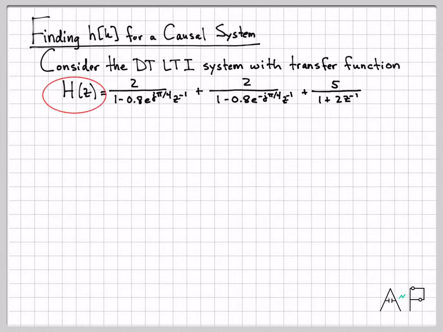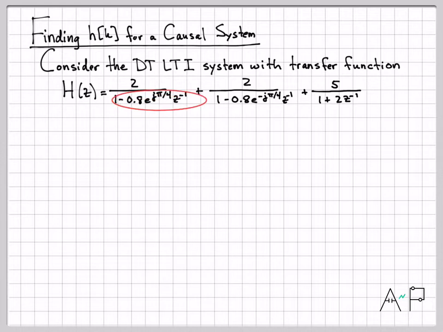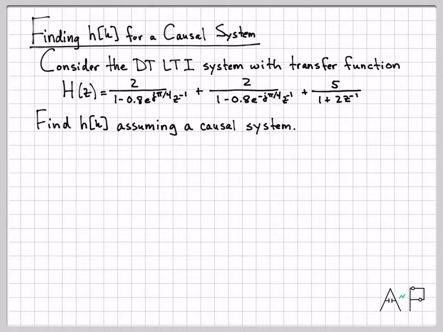This is the system that we're working with. The transfer function H(z) is provided, and it's already been decomposed. So there are 3 poles in the system. One at z equals 0.8 e^(jπ/4). One at z equals 0.8 e^(-jπ/4). And one at z equals -2. Our goal here is the same. We're still going to find the impulse response, but our assumption has changed compared to the previous video, where we were finding the impulse response for a stable system. Here in this example, we're going to find it assuming that it is a causal system.